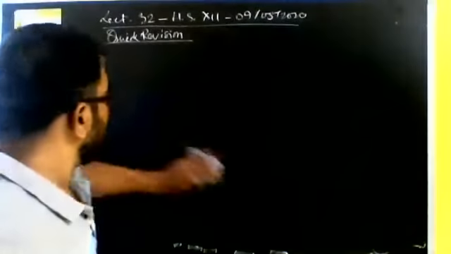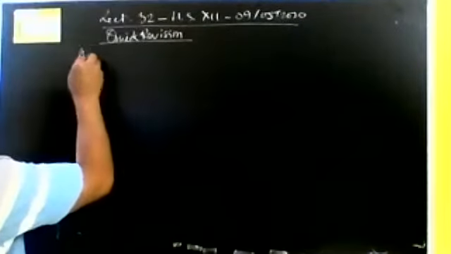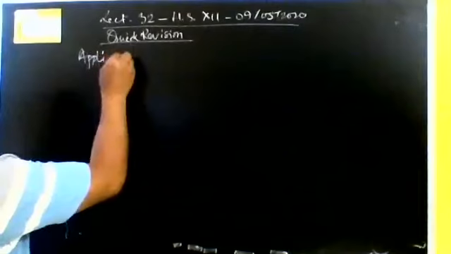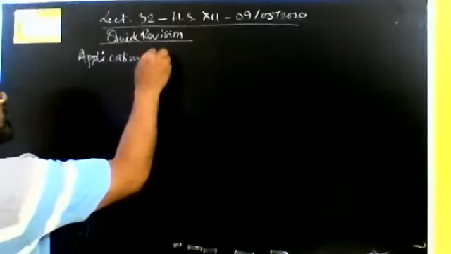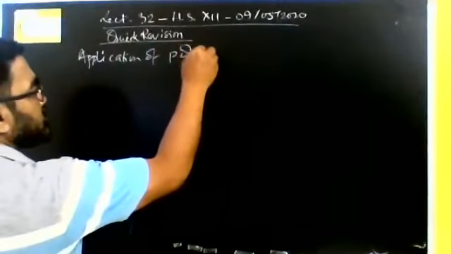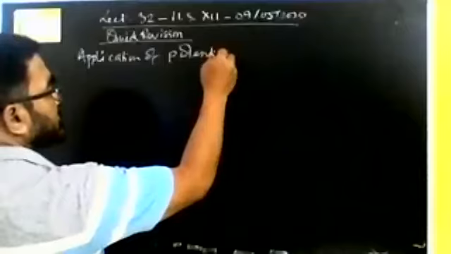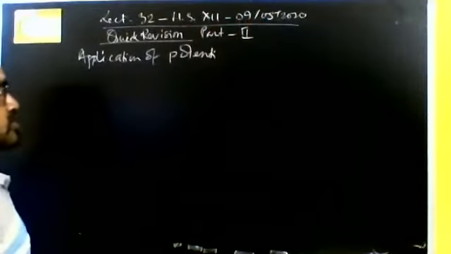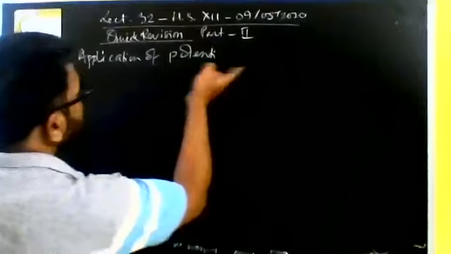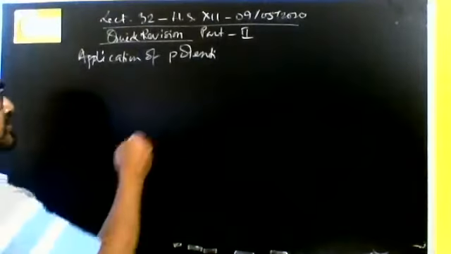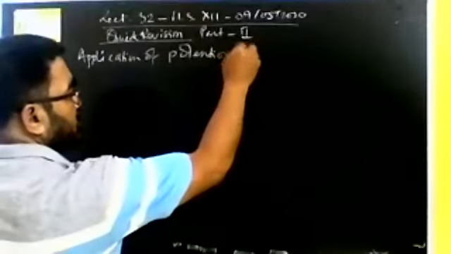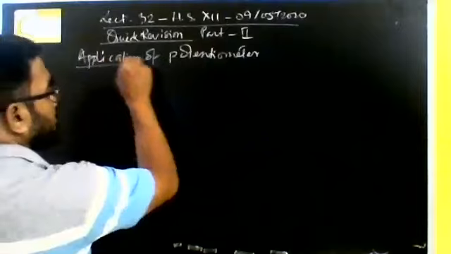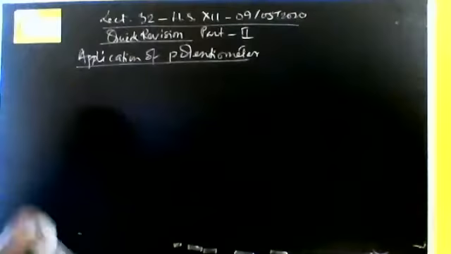Okay, so application of potentiometer last time. Quick revision part 2. Yesterday we discussed the first part of current electricity. Now the remaining part, let us see.